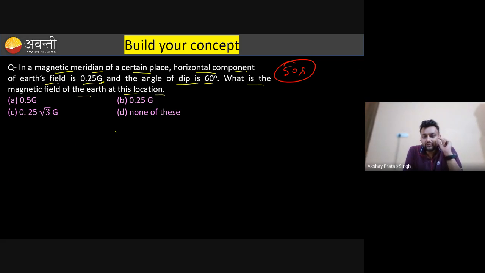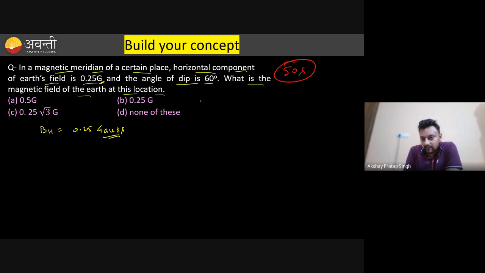So they have given us the angle of dip. They have given us the horizontal component. So you can write out the things. Horizontal component is 0.25 G. G is some unit in this case. G is the unit of magnetic field. This is magnetic field and its unit is Gauss. So this is Gauss, which is the unit of magnetic field.